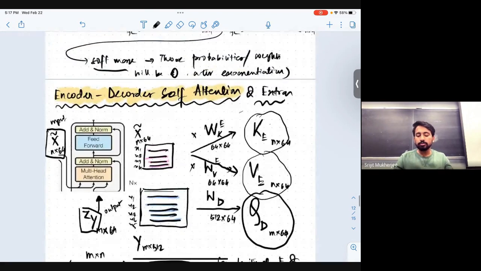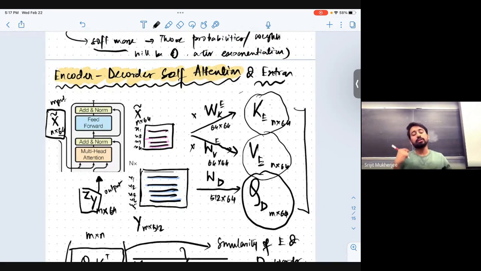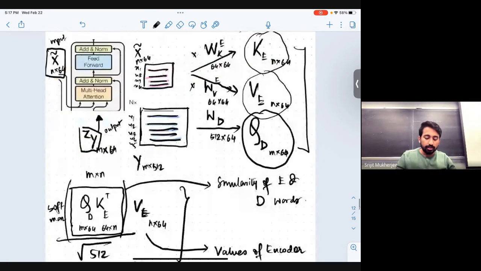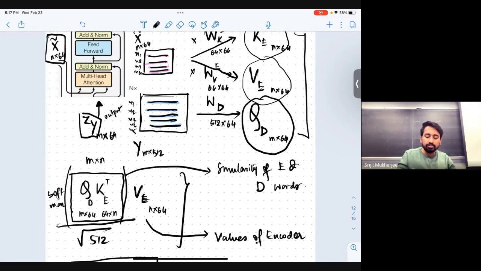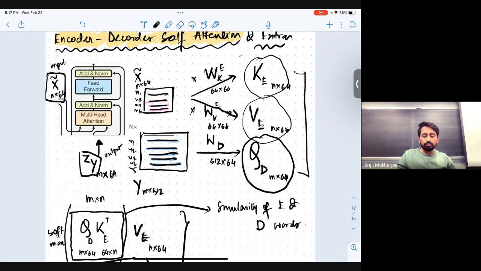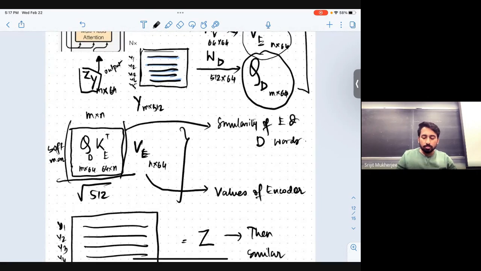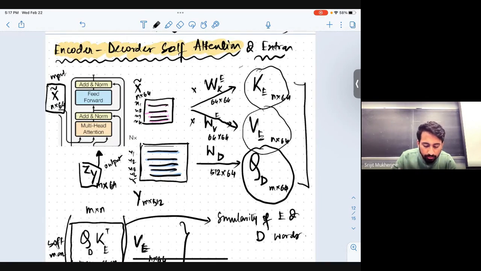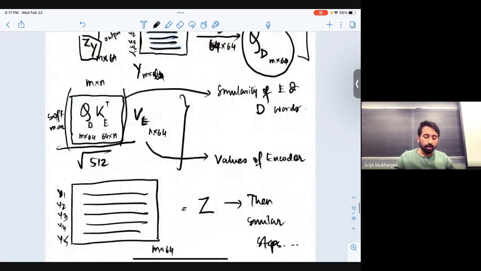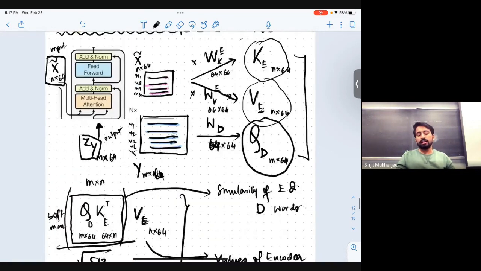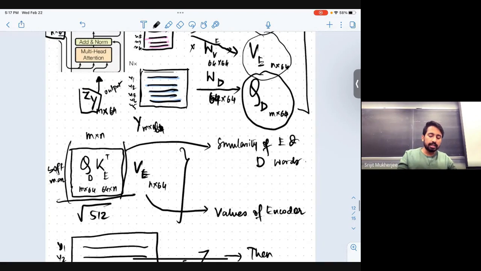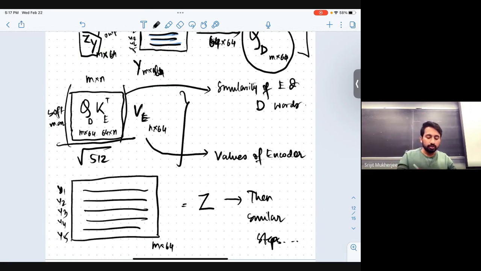To understand the relationship between the encoder and the decoder, we try to find the similarity of the query of the decoder and the key of the encoder, which gives QD and KE transpose, which gives M cross 64 times 64 cross N. And probably this will be 64 cross 64 again. Therefore, we get an M cross N similarity matrix.